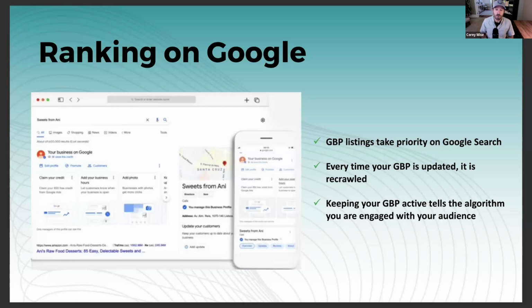If you are updating your profile consistently, Google recognizes that and says, oh, this business is actively updating their profile. Therefore, those answers are probably going to be better than somebody that hasn't touched theirs or had any reviews in 3 years. So keeping active on Google Business Profile is really important. It tells the algorithm that this is relevant and potentially a good answer to solve somebody's question.